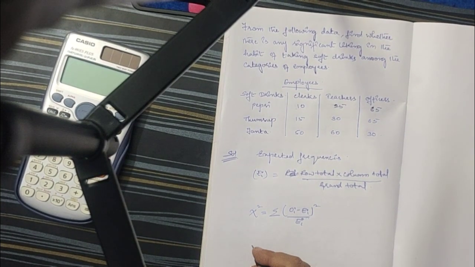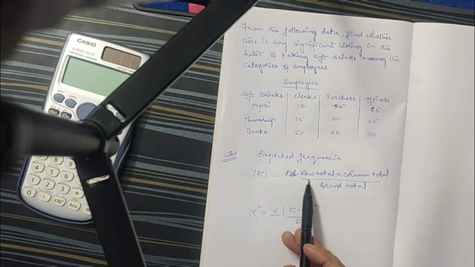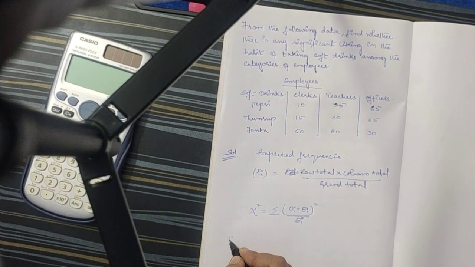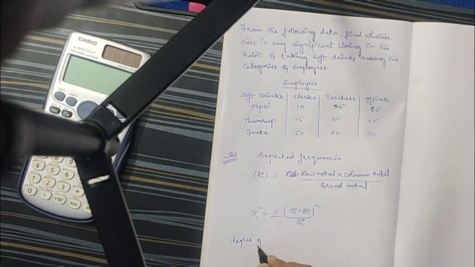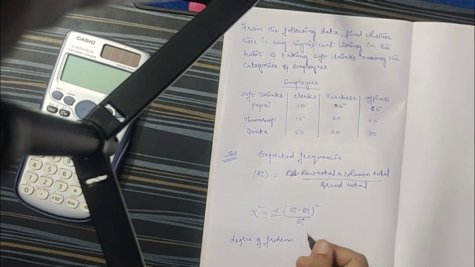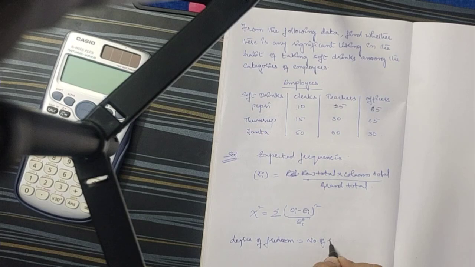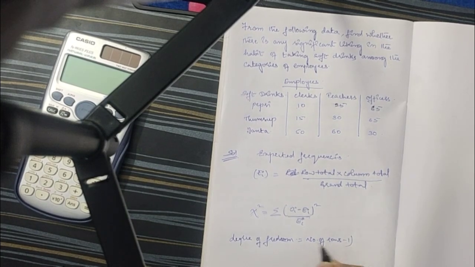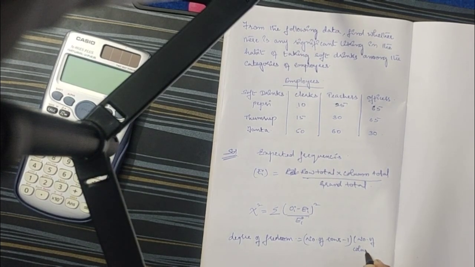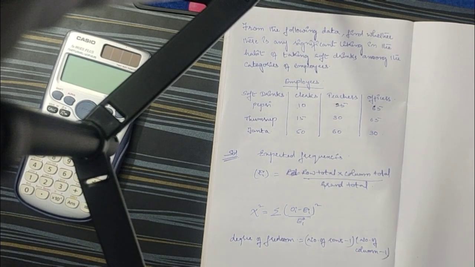Degree of freedom, in the class I have said, v is equal to n minus 1, where here we are dealing with rows and columns. So you are going to find your degree of freedom: you are going to calculate number of rows minus 1 into number of columns minus 1. This will give you the degree of freedom.